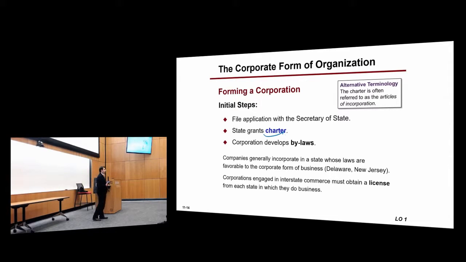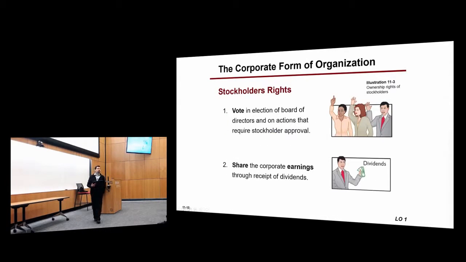Now, the charter and the bylaws also explain what the shareholders' rights are. So generally speaking, shareholders have the right to vote. They vote on the election of boards. They vote on the issuance of bonds, as you remember. Okay? They have the right to some of the company's earnings. This is dividends.